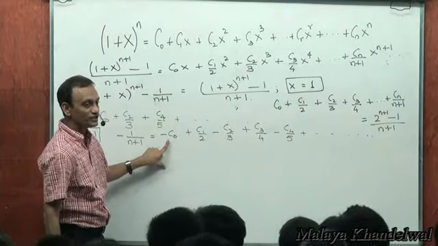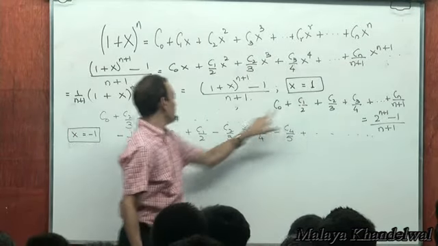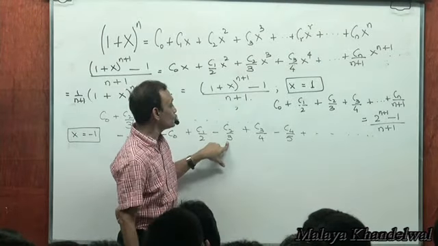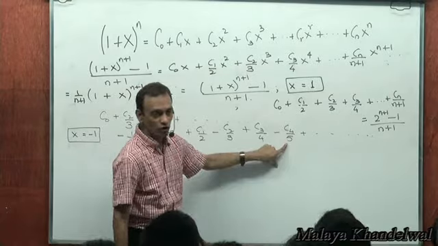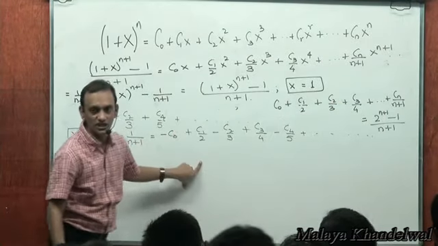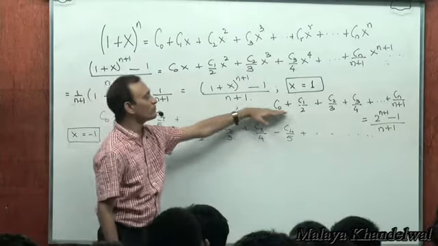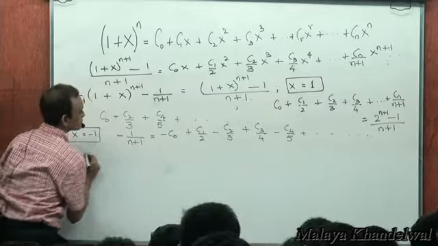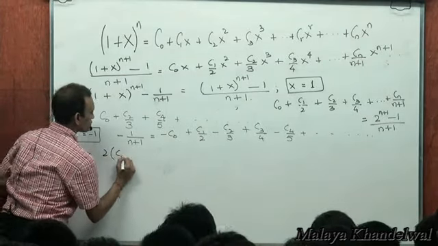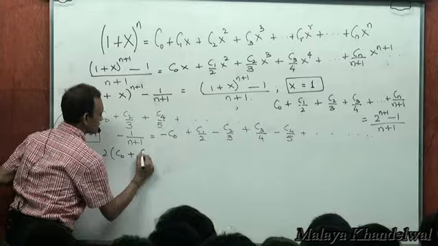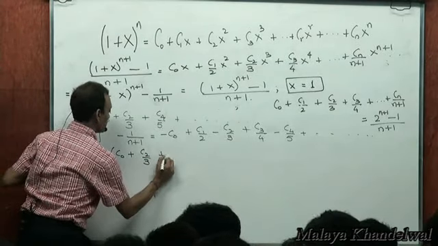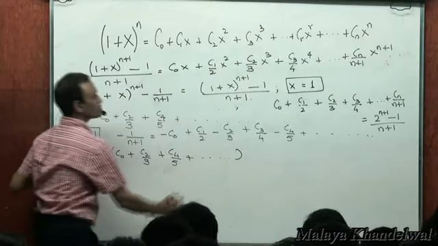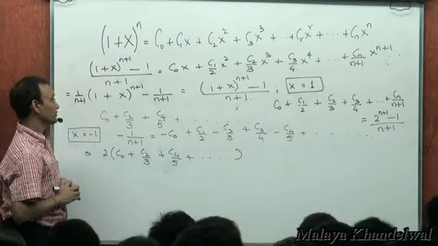2c naught, c1 by 2 will get cancelled with c1 by 2, plus 2c2 by 3, plus 2c4 by 5 and so on and so forth. If you do this minus this, right? So if I subtract, what will I get? This minus this, I end up getting twice c naught plus c2 by 3 plus c4 by 5 is what I get when I subtract, right?